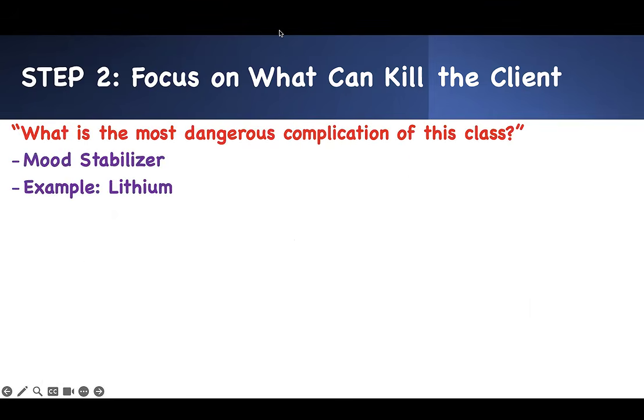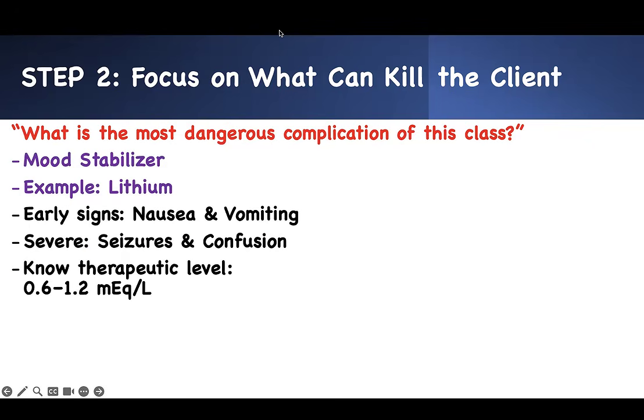Another class, mood stabilizers. That is what we use for bipolar. The most common one, if you don't know anything at all, is lithium. The major side effect is GI side effect. If you see nausea, vomiting, that's toxicity. Severe side effects are confusion and seizures, with the narrow therapeutic index. But before we get to seizures, I want you to intervene by stopping me if I have nausea and vomiting.